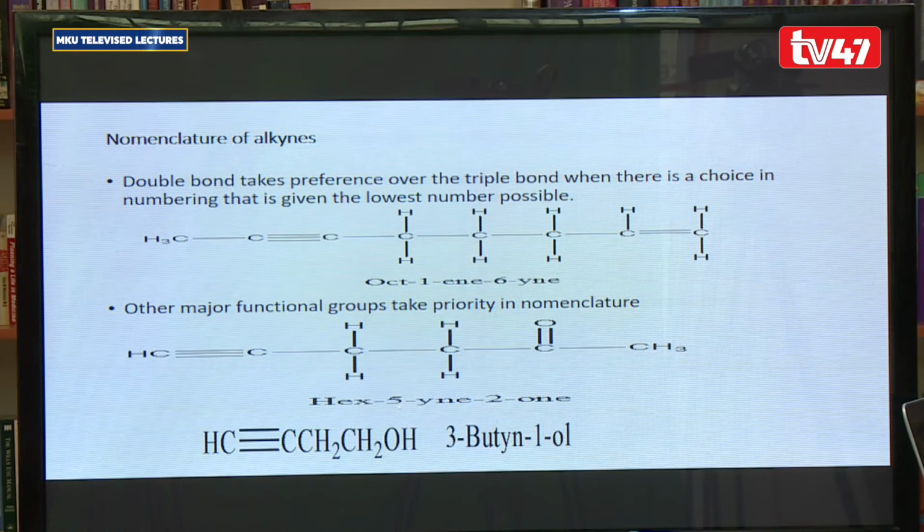Again, other major functional groups are also given preference over the triple bond. For example, if you have an OH group, which indicates an alcohol, as you will study later, then the OH group takes preference and the molecule is considered an alcohol with a triple bond at some position. So, for example, this molecule becomes 3-butyn-1-ol, indicating that we have given preference to the OH group.